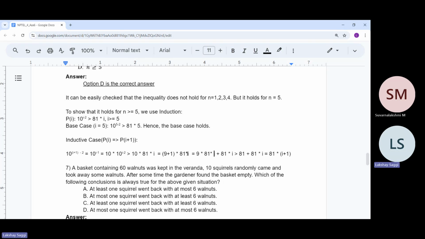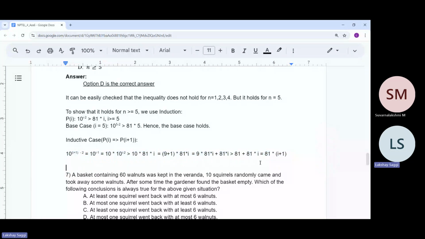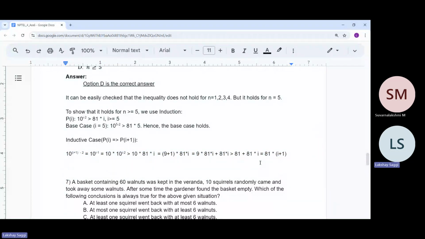Maybe I should just write it so that everything comes in a single line. So this is how, effectively through the series of inequalities, we have shown that 10 raised to the power I plus 1 minus 2 is greater than 81 times I plus 1. So what this implies is, maybe I should just write this down, is greater than 81 times I plus 1.